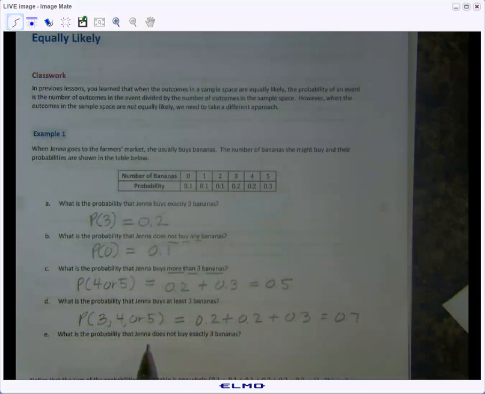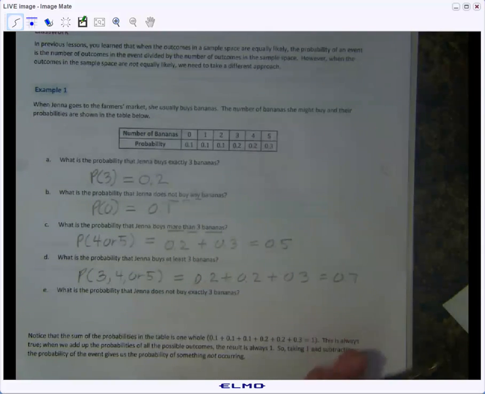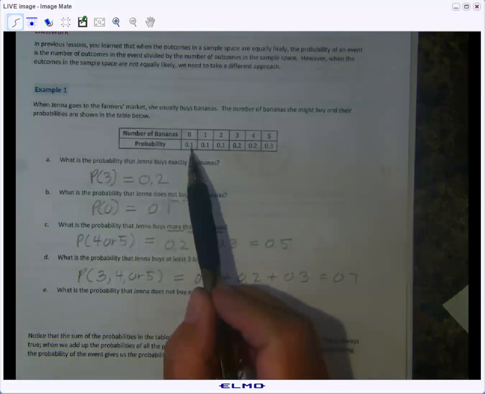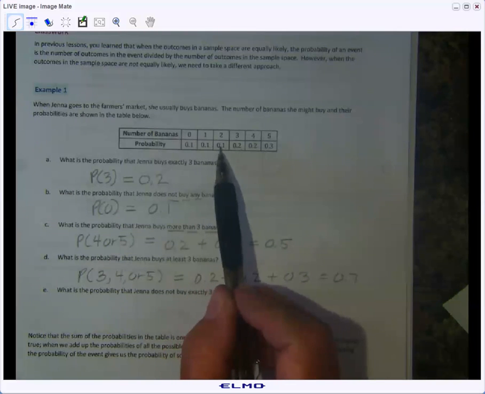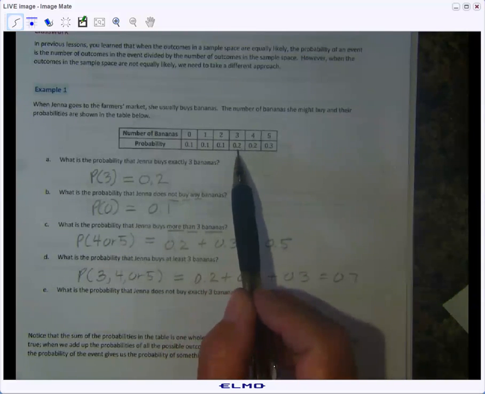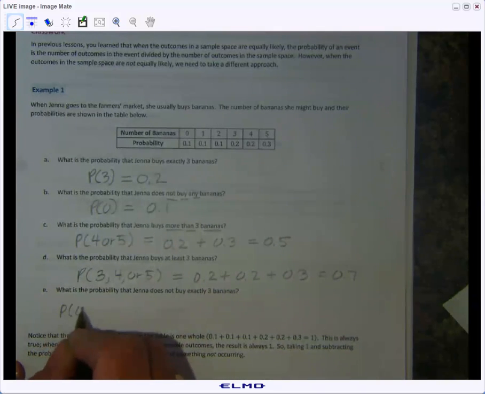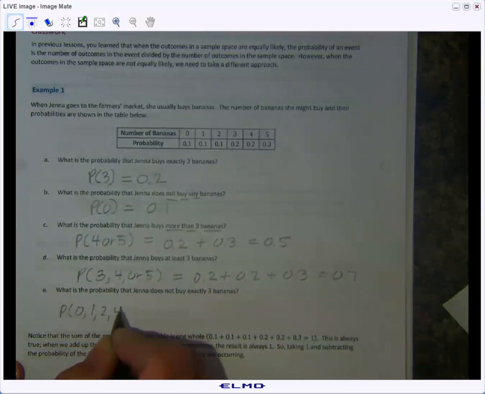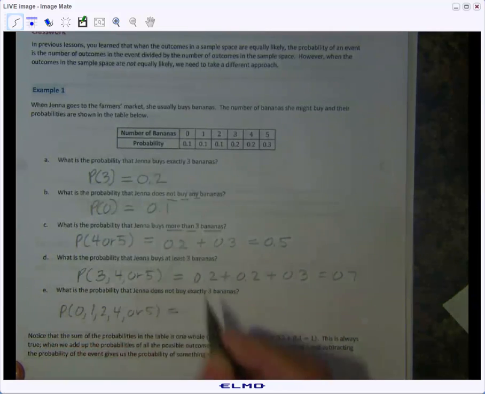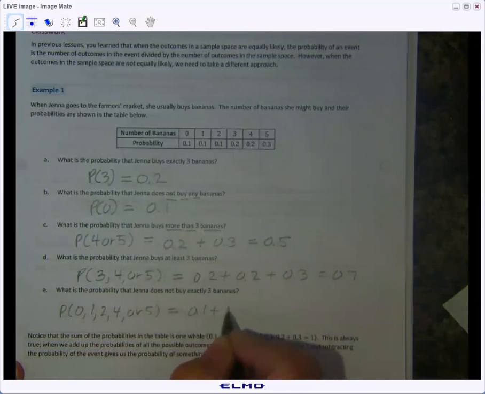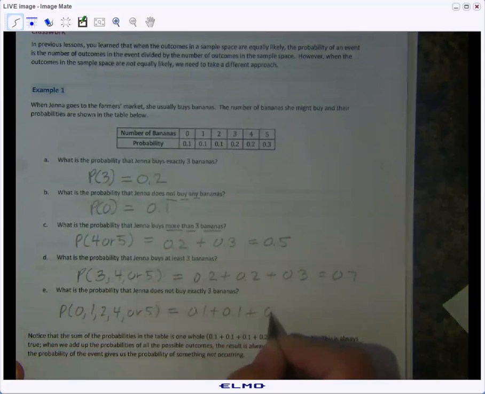And then what's the probability that Jenna does not buy exactly 3? Now this you're going to have to think about for a minute. If she does not buy exactly 3, then it's any of these events here except for the 3. So you could write it as probability of 0, 1, 2, 4, or 5. And then you could add up all those probabilities: 0.1, 0.1, 0.1, skip that one, 0.2, 0.3.